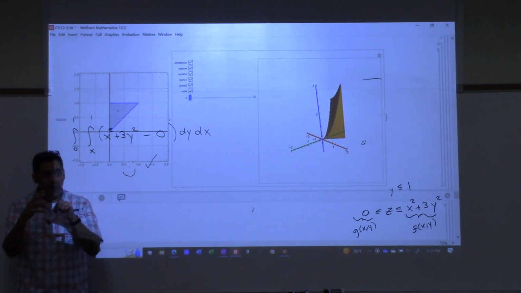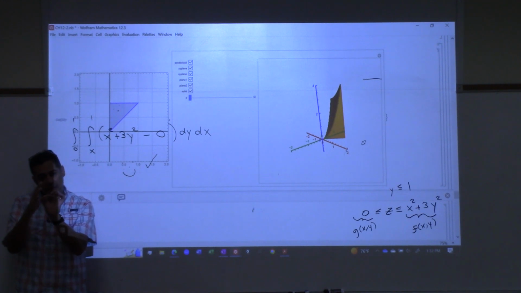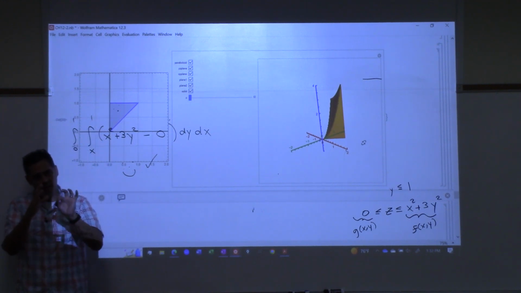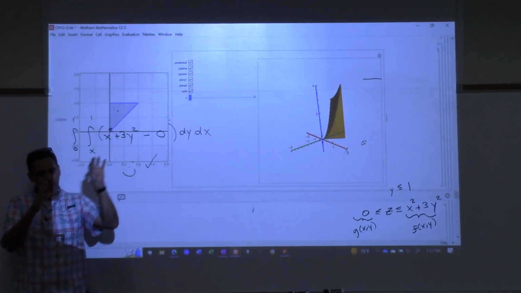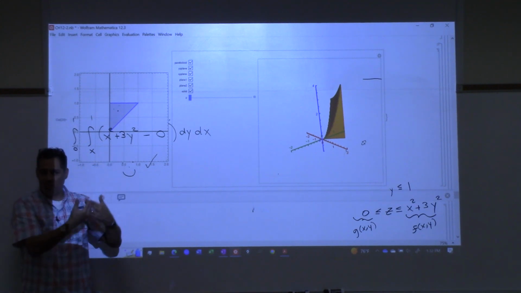Add up all the values of the temperature in that solid. That's that function, right? The function takes the point and gives you a value. For each point in the solid, it gives you a temperature, temperature, temperature, temperature. Add them all up, that's the triple integral.